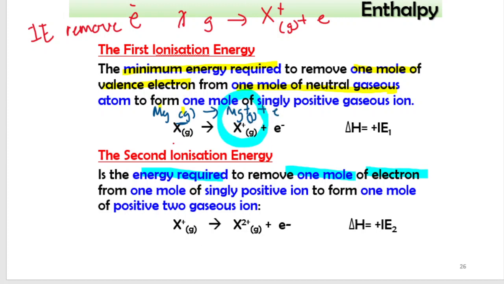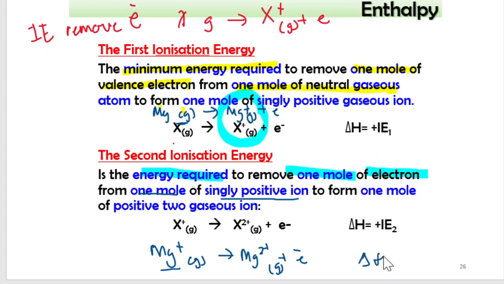Okay, right, so for the second IE, daripada sini, okay, kita dah ada dia punya Mg plus ion tadi. So Mg plus ion, gaseous ion, kita remove lagi 1 electron, to form from 1 mole of singly positive ion, okay, yang ini, to form 1 mole of positive 2 gaseous ion. So dia akan jadi Mg2 plus gaseous ion. Okay, so both of them adalah energy absorbed, delta H must be positive.